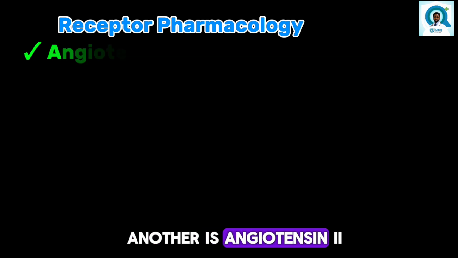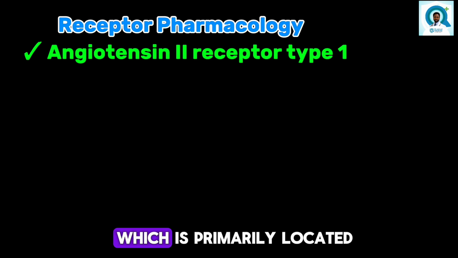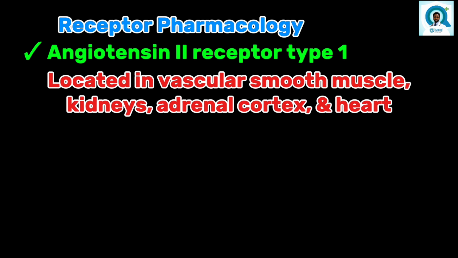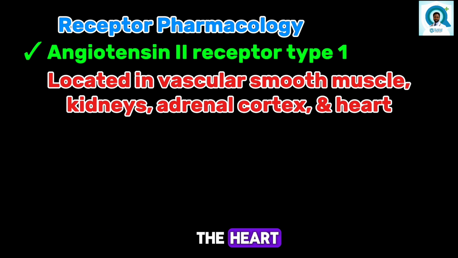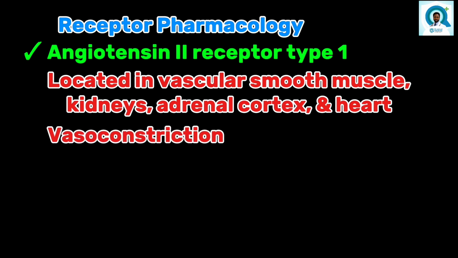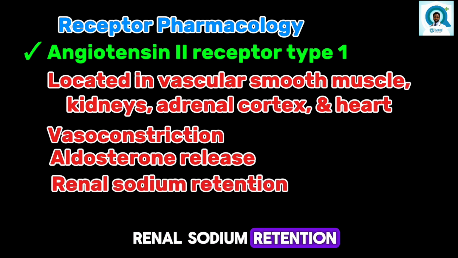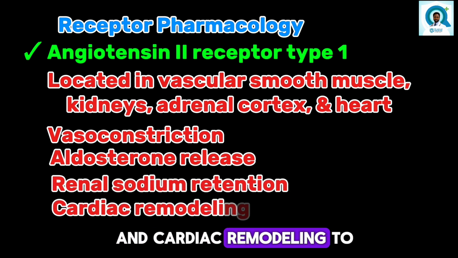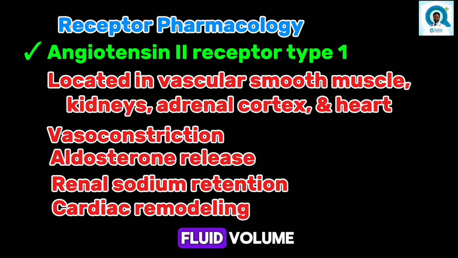Another is angiotensin 2 receptor type 1, which is primarily located on vascular smooth muscle, kidneys, adrenal cortex, and the heart. It mediates vasoconstriction, aldosterone release, renal sodium retention, and cardiac remodeling to increase blood pressure and fluid volume.